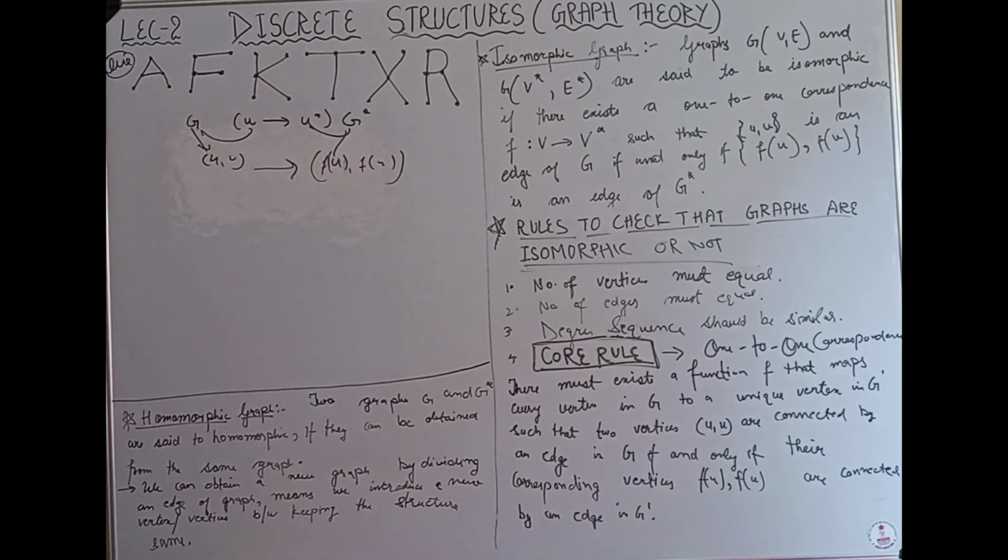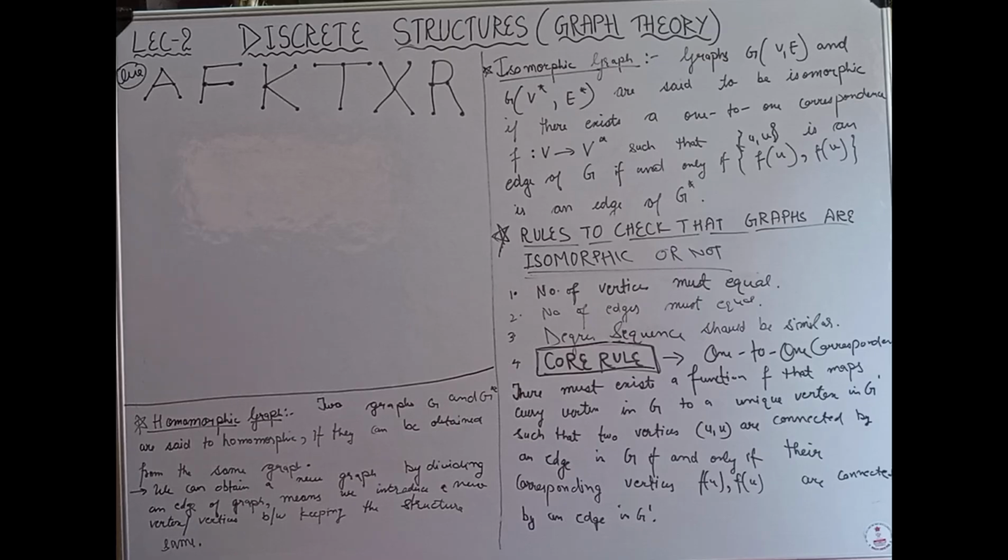So let's solve this question. In the rules, first I have written that the number of edges must be equal. So let's first label all these graphs, and if you do not label, you will get confused. Whenever you are given any number of graphs, first label all of these with unique labels, and also label the vertices and edges both. So let's first label all this.